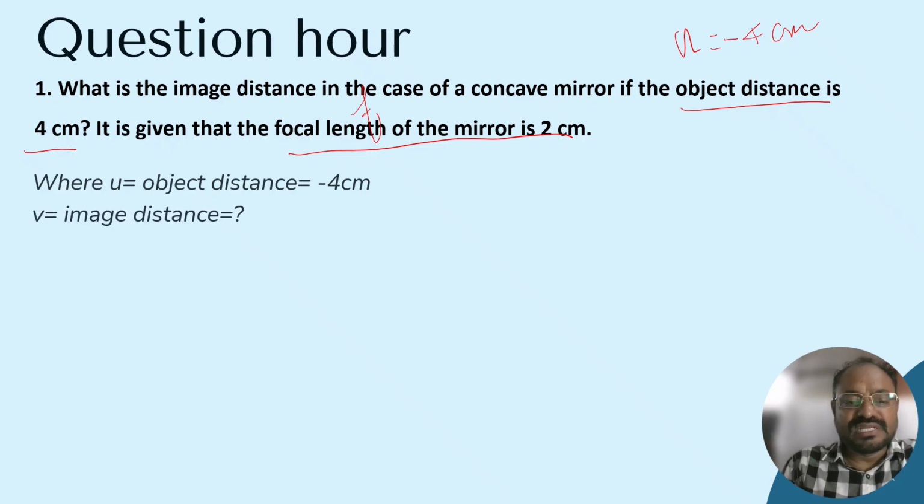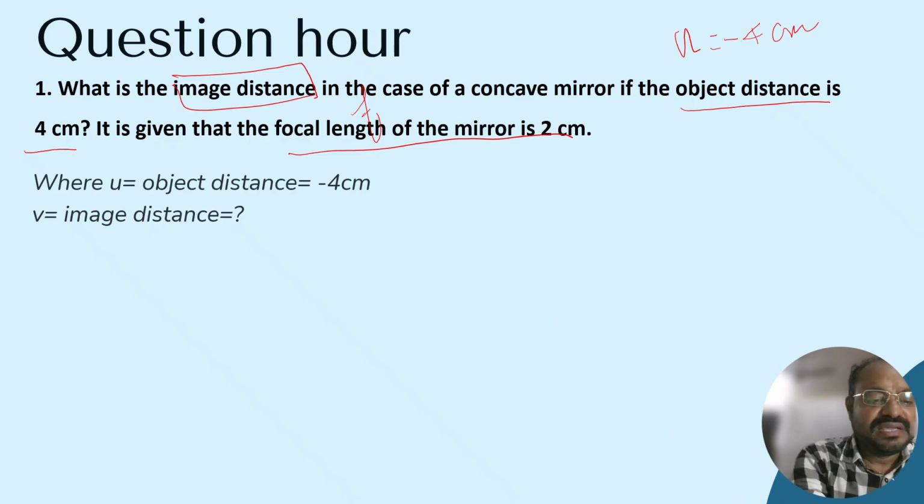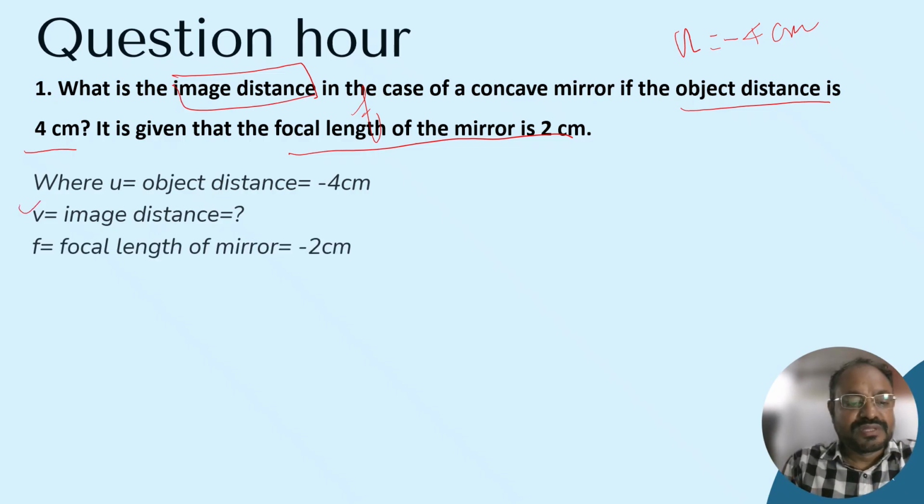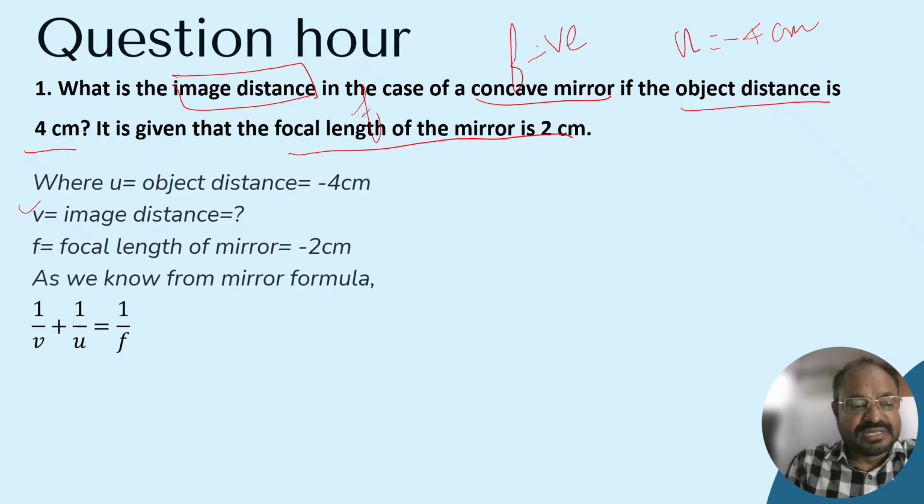Similarly, they are asking what is the image distance, so we have to find out v from this problem. The focal length of the mirror, once again, is always going to be negative for a concave mirror. Focal length is negative for a concave mirror. So they have given 2 centimeters, so f is equal to minus 2 centimeter.